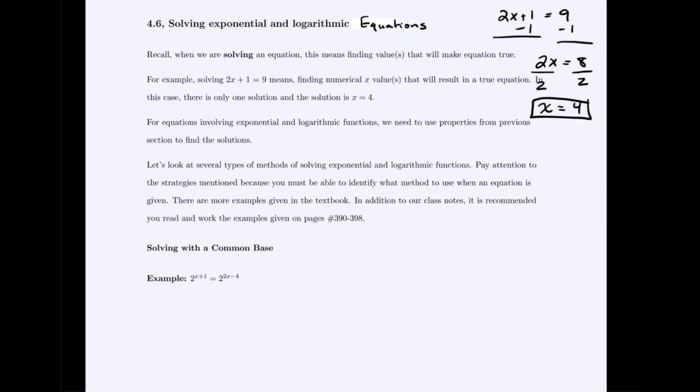So within these notes, we're going to look at several basic methods to solve exponential and logarithmic functions. And as we go through these, really try to pay attention to the strategies mentioned and the different structure that you see in the equation so that you can apply it to future problems. If you would like, there are more examples given in the textbook in this section of the notes, and you could read pages 390 through 398 for additional examples.